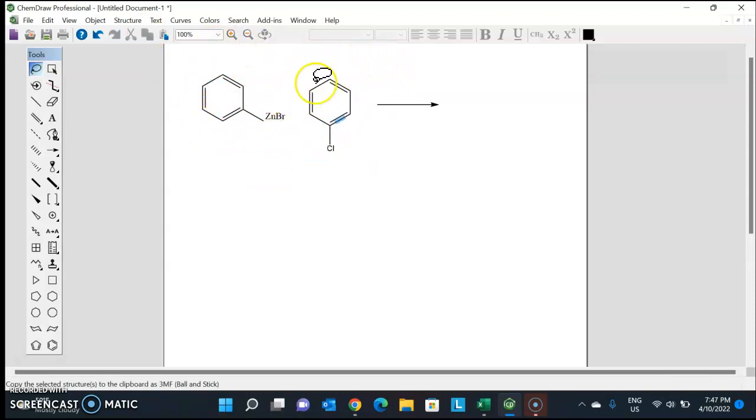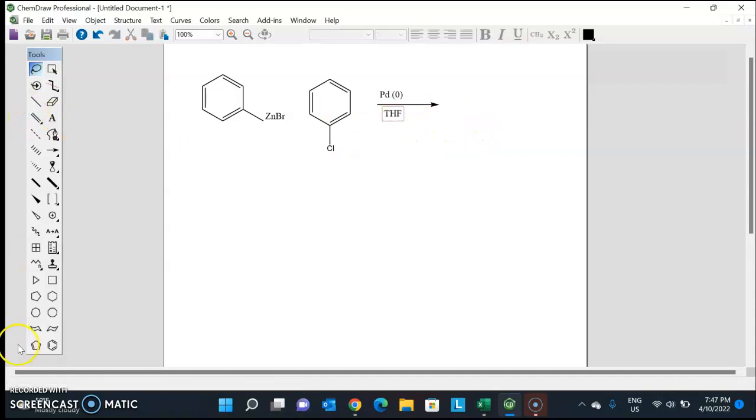And then we have our aryl halide. I used Cl in this scenario. For the reactants, palladium is going to be a very important catalyst for this reaction. It wouldn't have gone without the palladium catalyst. And we'll have THF as our solvent.